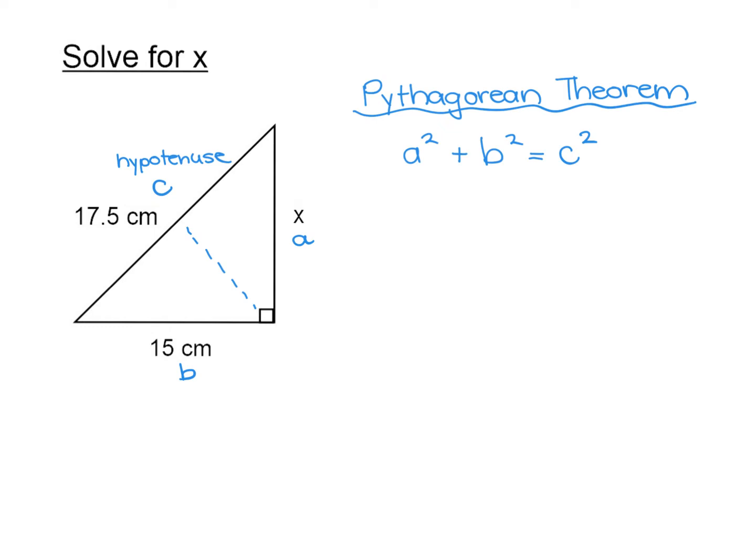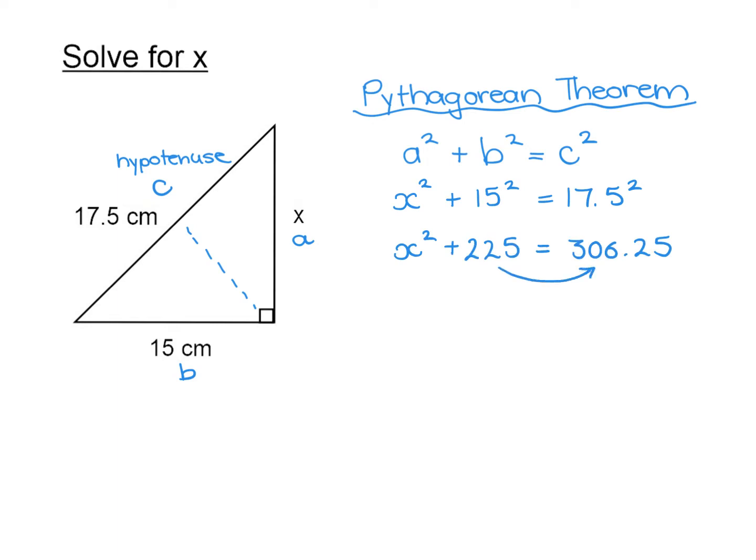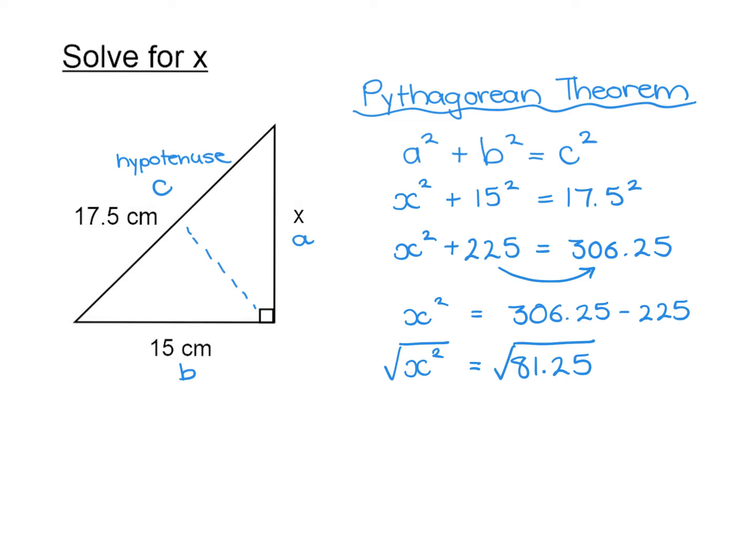The rest can be A and B, and let's fill in the values. Now let's find the squares of the numbers, so you end up with something like this. Next, let's move the 225 over to the other side to solve for x, and we end up getting x squared is equal to 81.25. To get rid of the square, we have to square root both sides, and you get your final answer where x is equal to 9.01 centimeters. So that's how you would solve this.